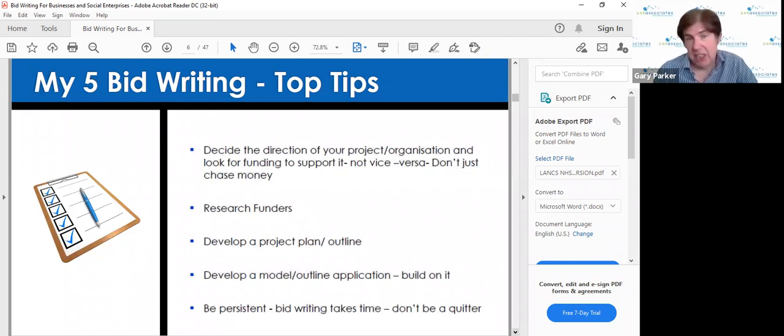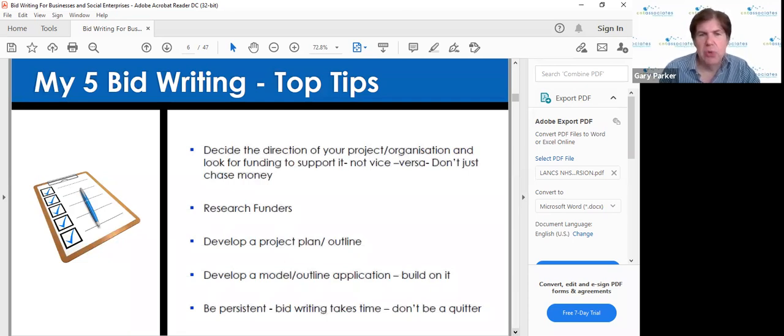Second top tip is to research the funders. This is bid writing. As I said earlier, you're not a born bid writer, it's a skill you can pick up. But they say that it's 75% research, 20% bid writing skill, and 5% luck in successful bid writing. So the research is very important. We're going to look at that shortly.